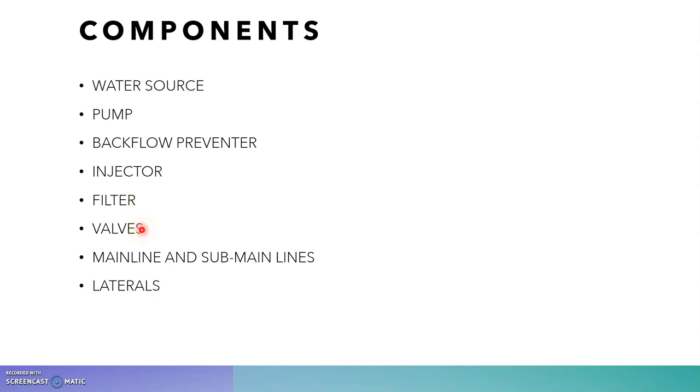And valves, which is used to control the flow, and main lines and sub main lines. Then laterals, which we normally say tubing, drip irrigation tube. So these are the main components we need to use in drip irrigation system. If you want to automate the system, we need to use solenoid valve in the place of normal valves. And at the same time, we need to use controllers if you want to convert the system into automation.